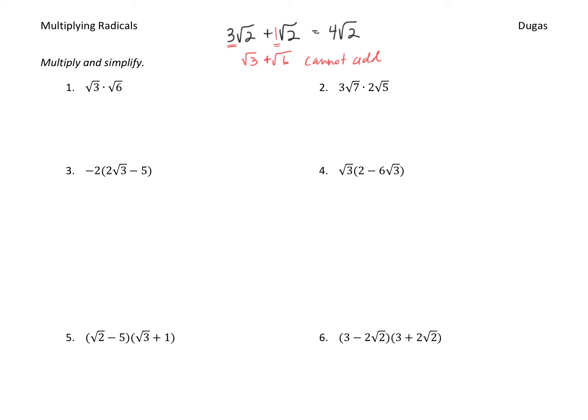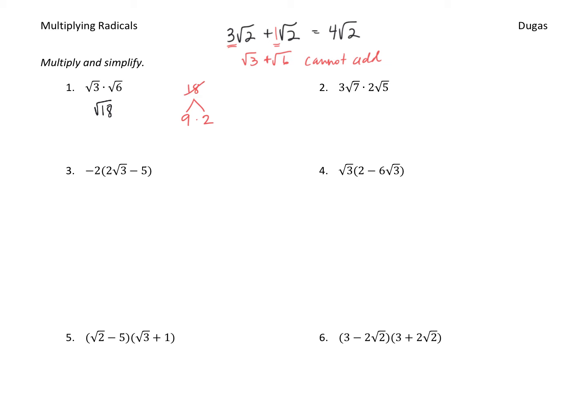So 3 times 6 is 18, so this would be the square root of 18. That's the multiply step. It's as simple as that. Don't forget to simplify your radical. So the 18, you can either put the square root of 18 in your calculator and let it simplify it for you, if you have a calculator that will do that. If you don't, or you're not allowed to use your calculator, you can simply do a prime factor tree.